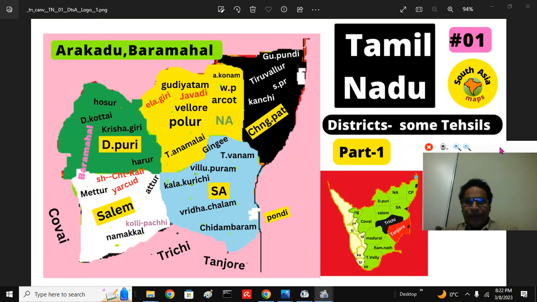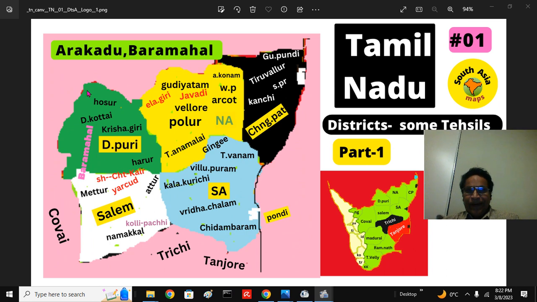Tamil Nadu, part 1, the Arcot and Baramahal region. Chennai is the urban district, so we did not touch that much. Baramahal region, two Arcot districts, two Baramahal districts, and Chengalpattu on the seaboard.